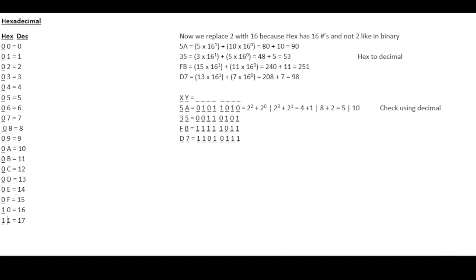Okay, now what happens if we have 35 in hexadecimal and we're trying to find the equivalent decimal number? So it's 3 times 16 to the power of 1 plus the next value of the 5. 5 times 16 to the power of 0, which is 1. You add that, 48 plus 5, 53.